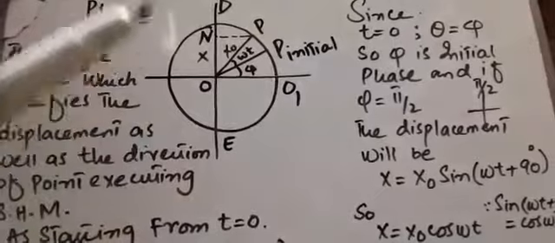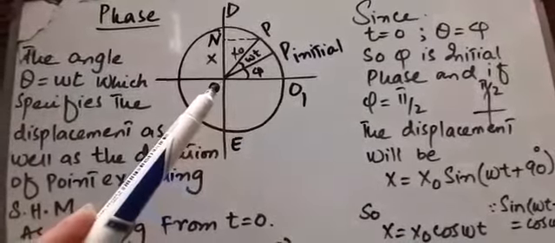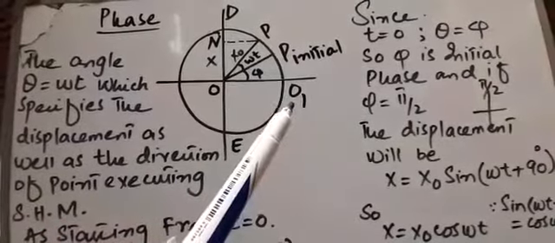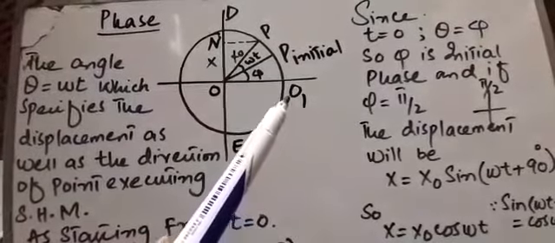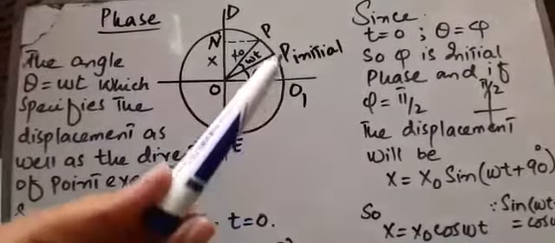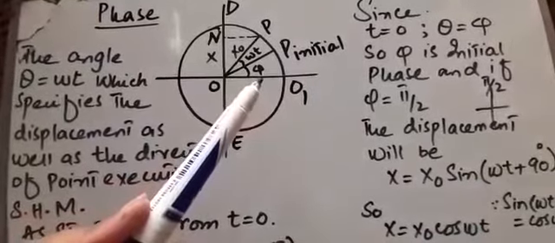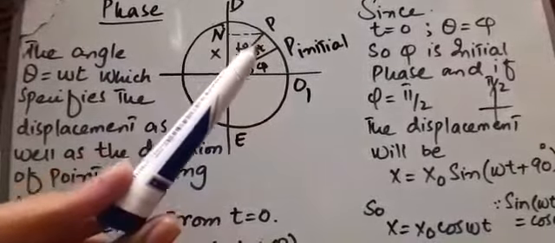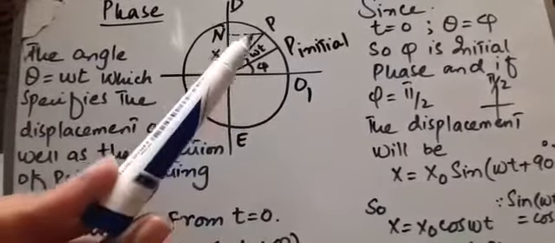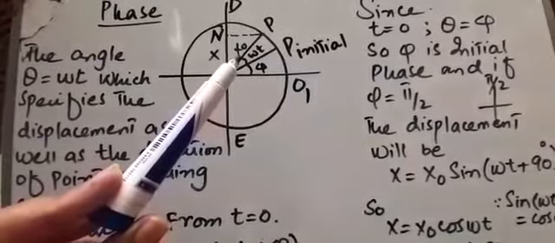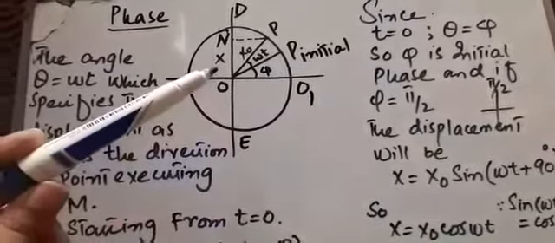As we need to consider the phase, let us suppose that O is the origin and O1 is its point of initial displacement. It moves from its initial point to a point P initial, making an angle phi. After some time it will go to the point P, making an angle omega t, and the displacement is known as x naught. The value of displacement from O to N is x.